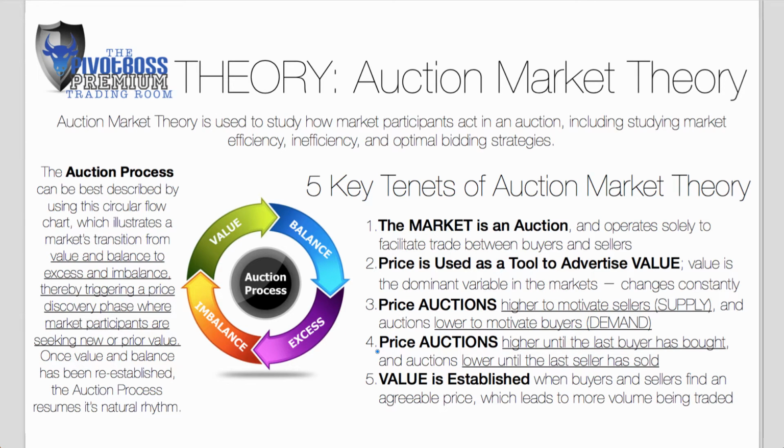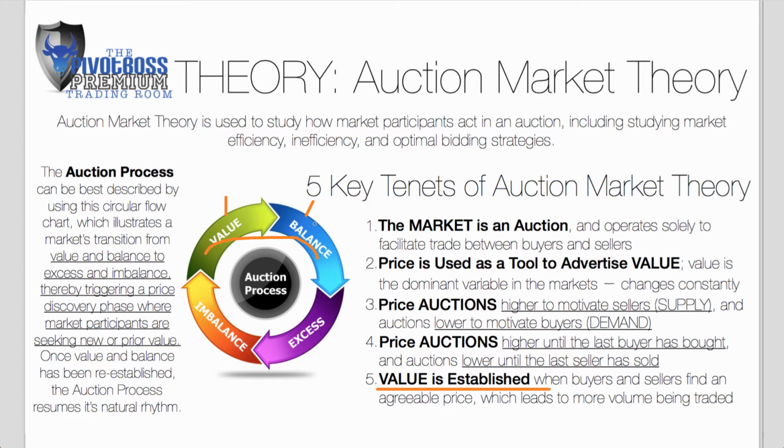And then lastly, value is established when buyers and sellers find an agreeable price, which leads to more volume being traded at that price level. So value is established with time and volume. When you have enough volume being traded over a certain amount of time, you create value, and that creates balance. So that's when this part of the phase is done, value and balance.